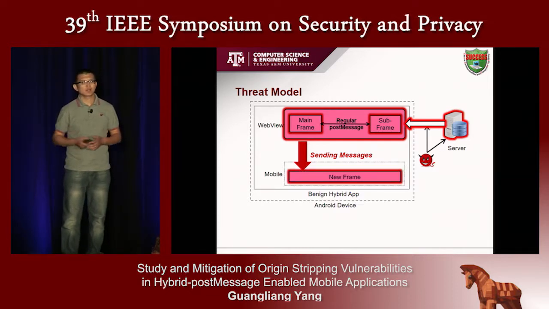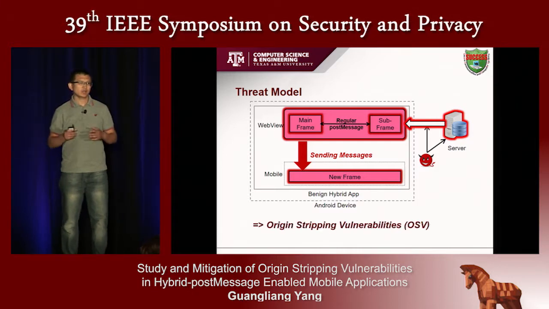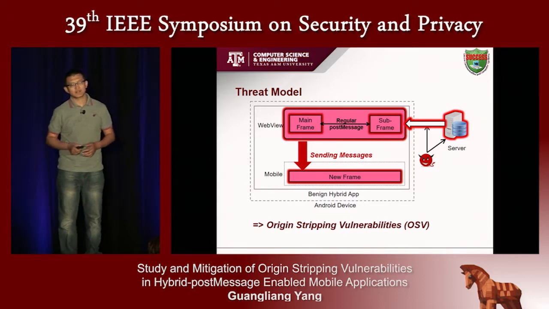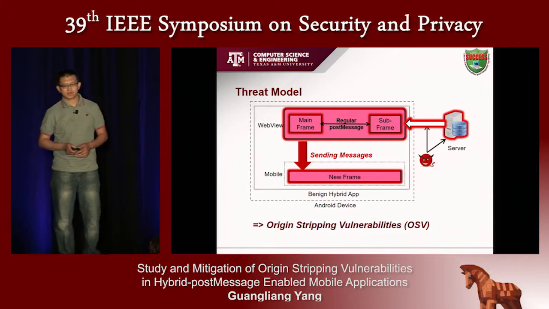If the platform has some sensitive functionality, serious consequences may be caused, because this functionality or even some internal data may be leveraged by attackers. We call all these security issues in Hybrid-postMessage origin stripping vulnerabilities, OSV for short.